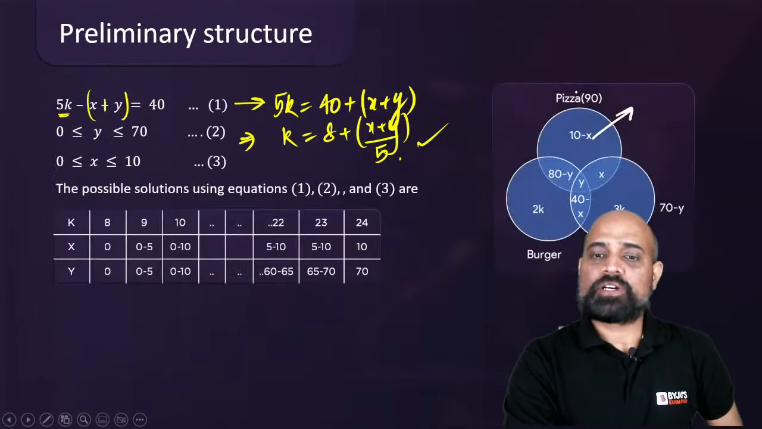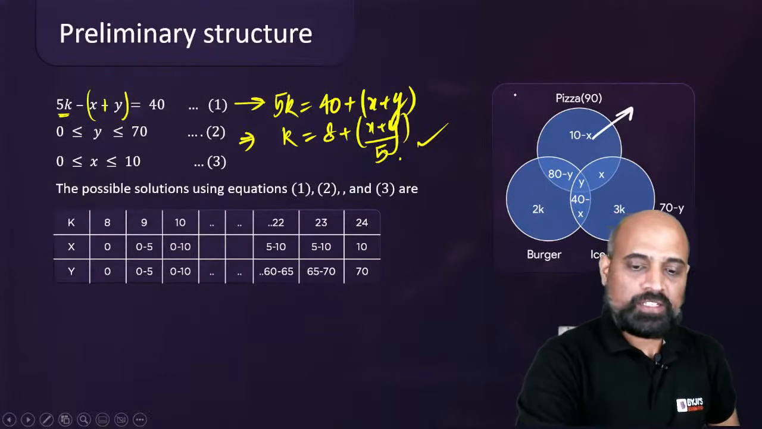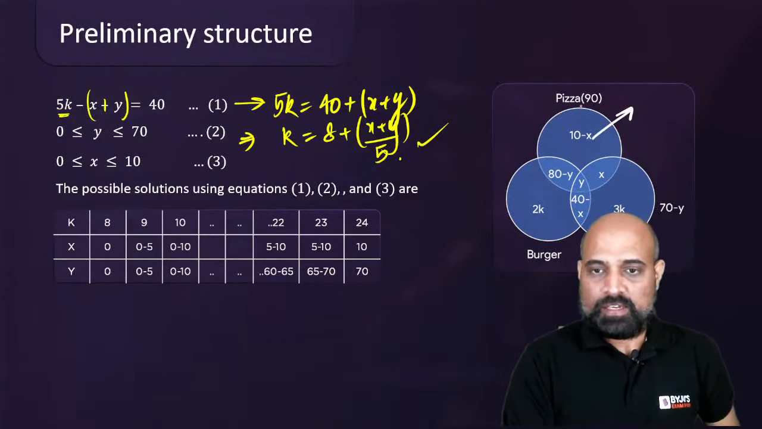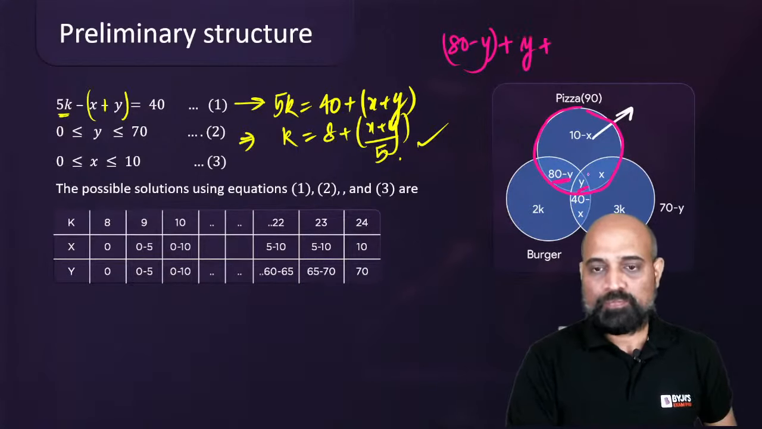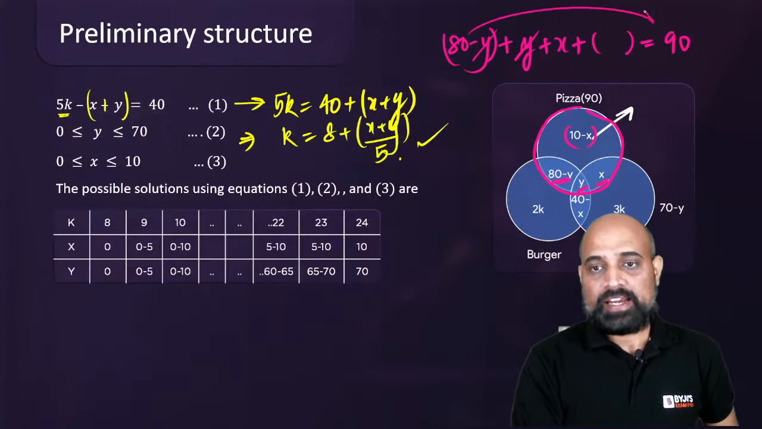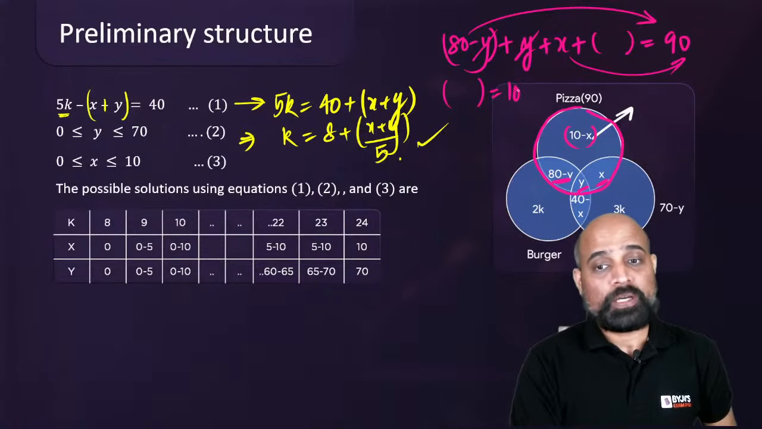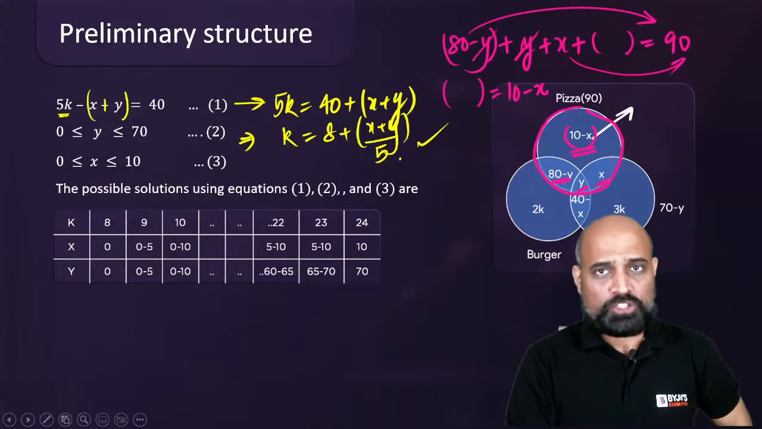So 10 minus x ही होगा ना? Srikala, look at this particular circle. What is the value of this circle? 90. 80 minus y plus y plus x plus I don't know, this is equal to 90. Y and y cancel out. 80 goes to the other side. X goes to the other side. Can I say that I don't know becomes 10 minus x? So it should be 10 minus x.